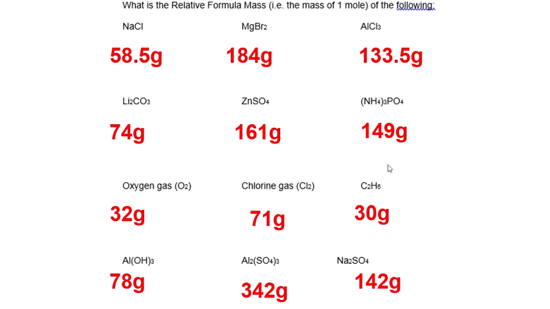So hopefully you've been able to go through those and work out the masses. Now what that means is that if you took all those substances there, and you weighed out the number of grams of each of them as shown, what you'd have in every single sample, in every single beaker or whatever you've put those into, you'll have exactly the same number of particles. You'll have 1 mole of NaCl, 1 mole of magnesium bromide, 1 mole of this one here, (NH4)3PO4, and so on. So that's the mass of 1 mole.